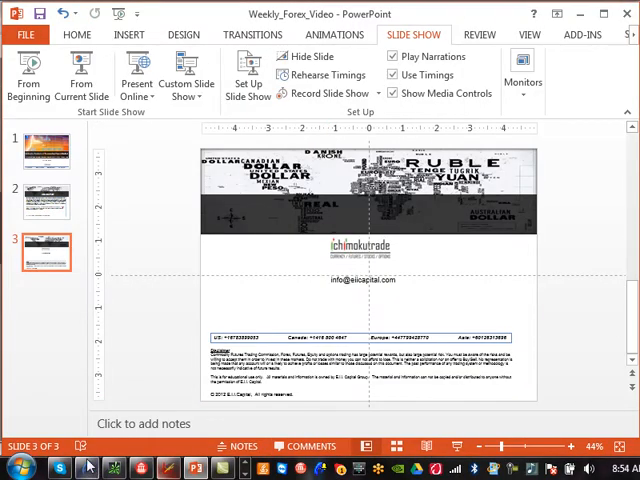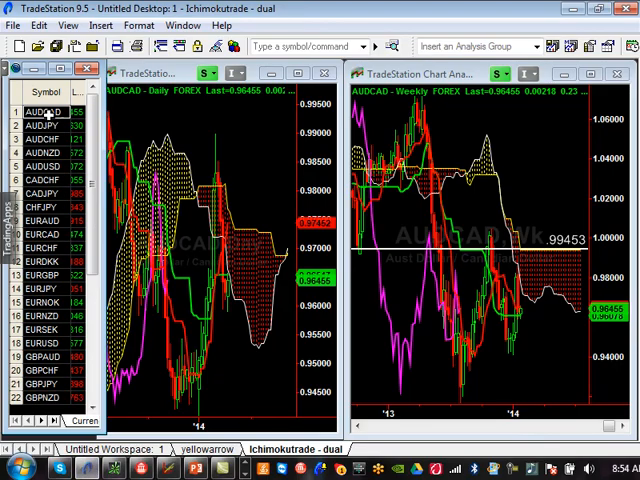Okay, let's go straight to the charts and start looking at some of these charts. Remember, on the left-hand side is the daily time frame. On the right-hand side is basically the weekly time frame.